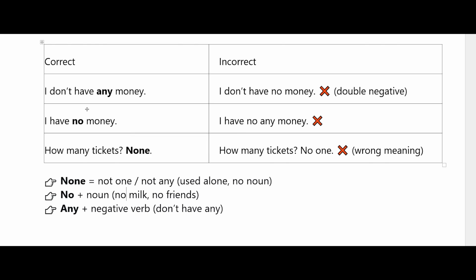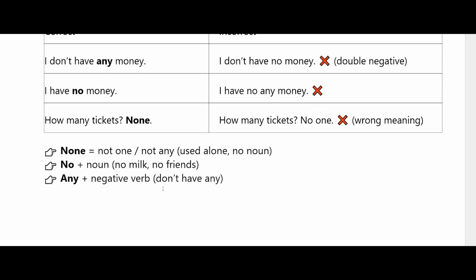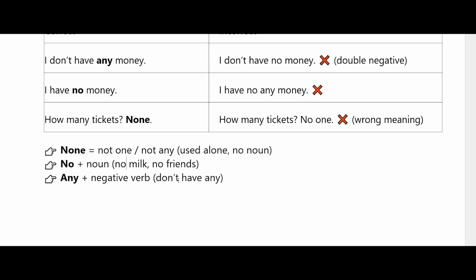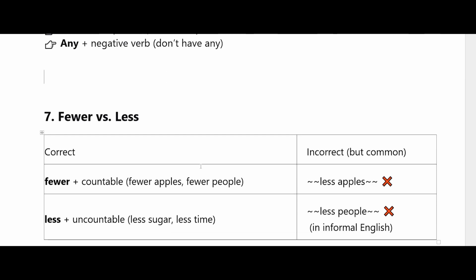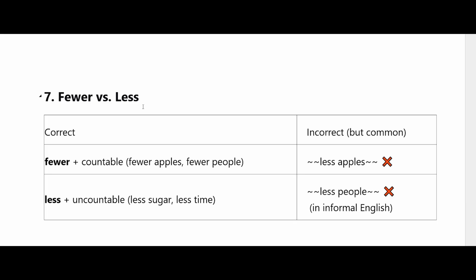No plus noun, like I have no money, I have no milk, I have no friends. And any plus negative verb. I don't have any. I don't have any questions. I don't have any friends. I don't have any time. So something like that. Next is fewer versus less.